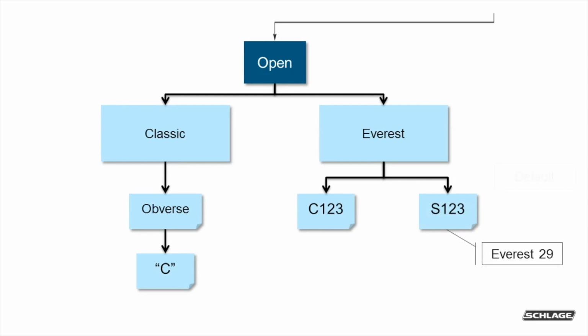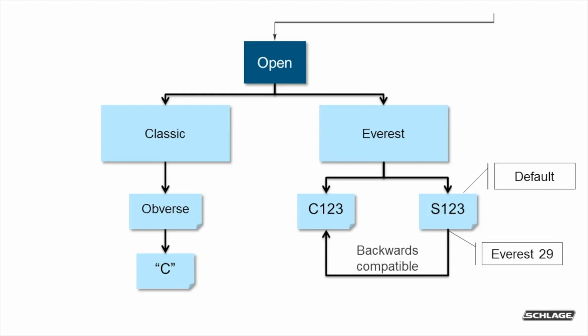S123 is the default keyway. Note that there are other keyways available on both sides, but the default is what you get if you don't specify a particular keyway. Also note that Everest 29 is backwards compatible with the original Everest systems. This allows users to keep their key systems current with the latest, longest, patent-protected keyways.